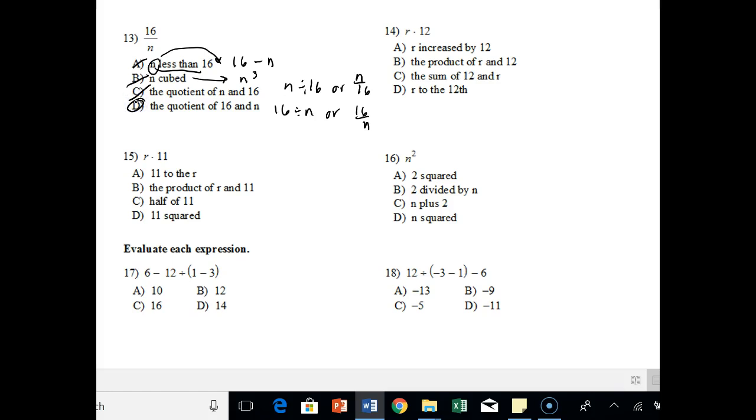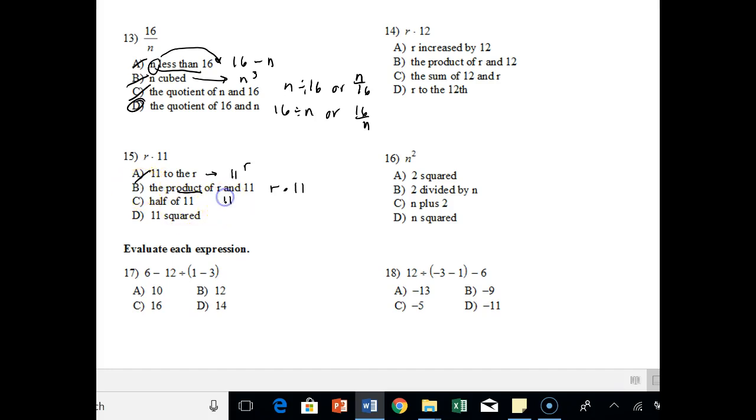Okay. And number 15, I have r times 11. So some number times 11, right? 11 to the r? No, that would look like 11 to the r. That's wrong. The product of r and 11, r times 11, because the word product means times. So it looks like B is our answer.